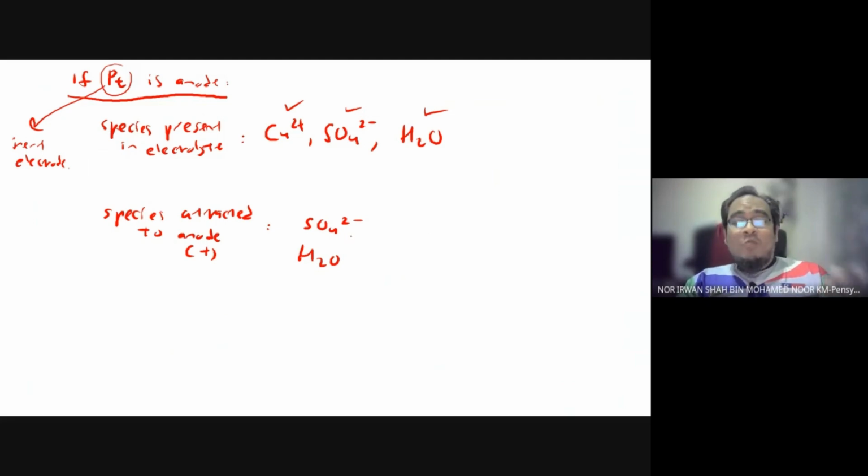Which species? Which species shall be selected? Okay, ataupun kita katakan which species shall be discharged dekat anode. Mana yang akan dipilih? Okay, dia macam ni. Sekarang kita cerita platinum sebagai anode.